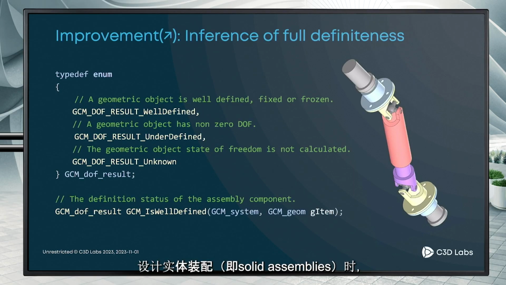When designing solid assemblies, it can be very important to know that the geometric object is fully defined. The well-defined function in our API is responsible for these diagnostics. Previously, it often gave incorrect results. As a result of our improvement, it now gives correct results in almost 100% of cases.